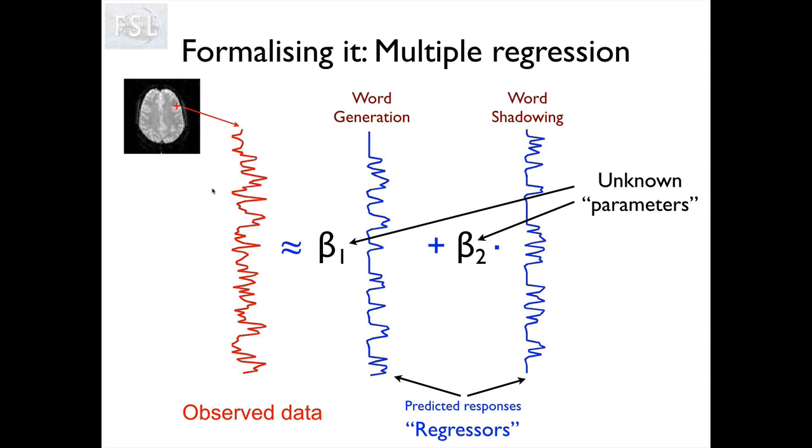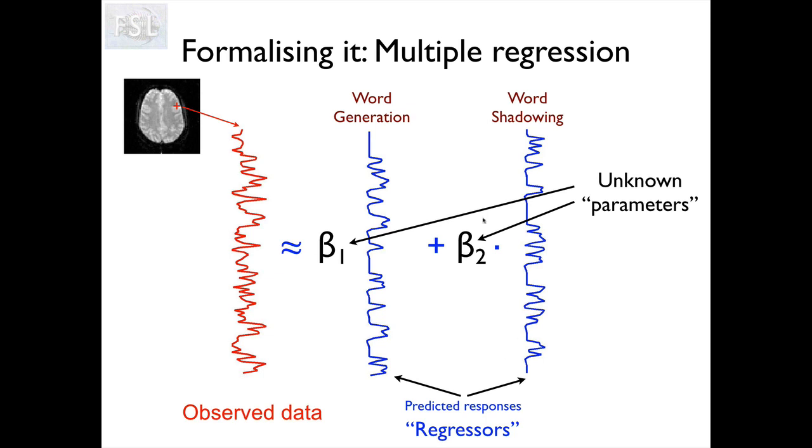So what we're attempting to do is take these predicted responses that we've built now, the word generation response and the word shadowing response, and use these to try and fit the observed data as well as possible. By fitting, what I mean is that we have the observed data. The word generation regressor, we made that ourselves, so this is known. The word shadowing regressor is also known.